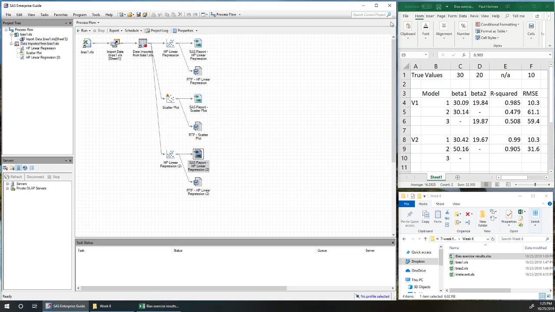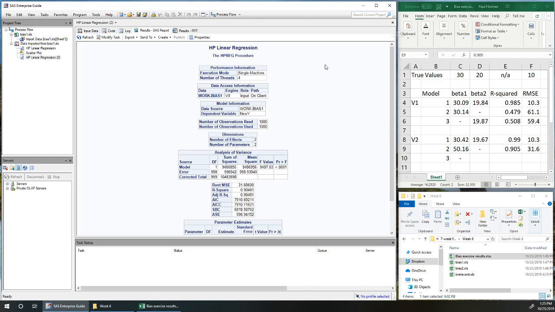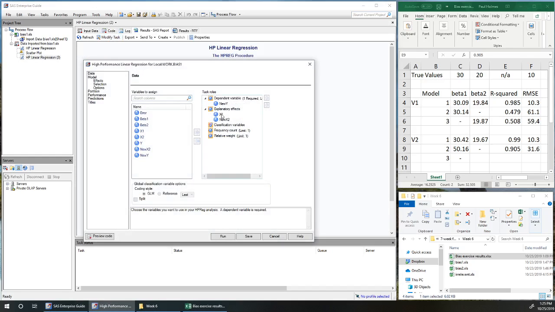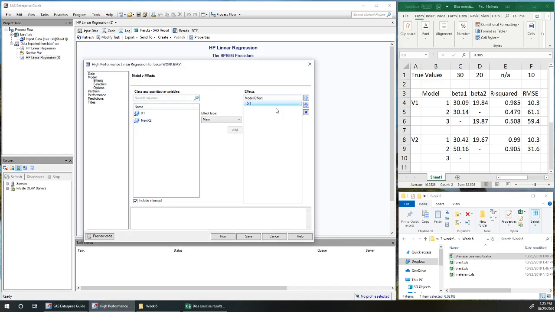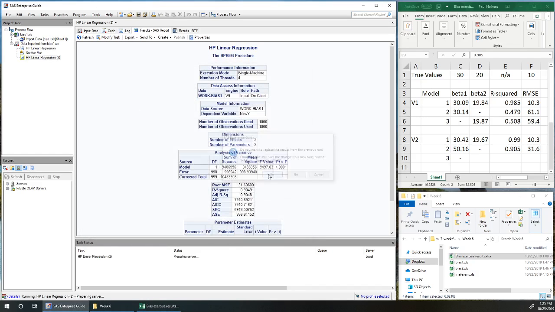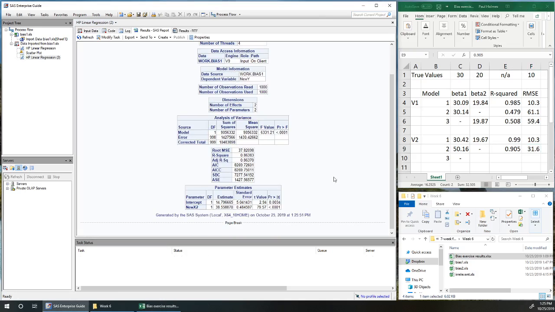We're going to get the same style of results if we leave out x1 instead of x2. So let's do that. Add x2 back in. Hit run. We should see the same sort of results. Our r squared is now 0.864. Our root mean squared error 37.82, and our beta 2 38.56.